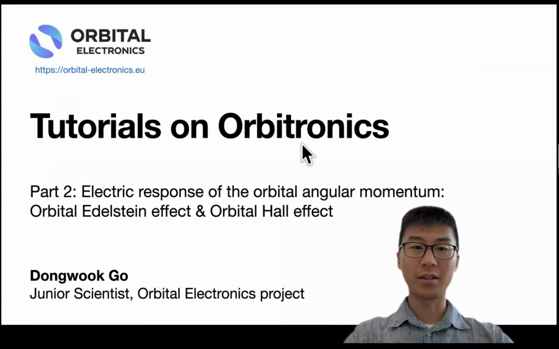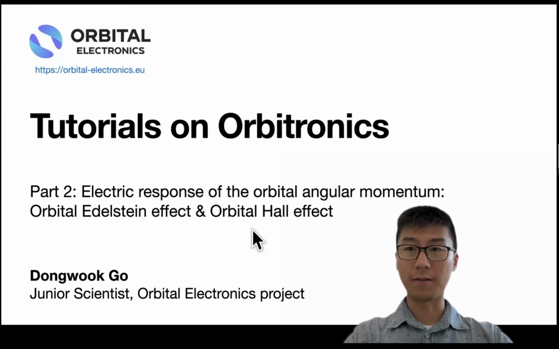And in the second part, we will talk about the electrical response of angular momentum. Namely, we're going to introduce two different effects which are very important in orbitronics. The first one is the orbital Edelstein effect, which means electrical generation of orbital angular momentum density. And the second effect that I want to introduce is the orbital Hall effect. That is the electrical generation of Hall currents that are polarized with angular momentum.